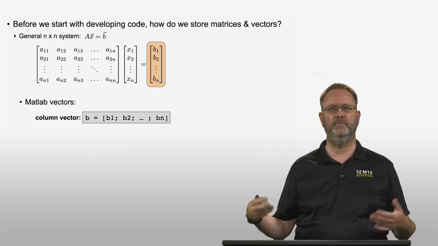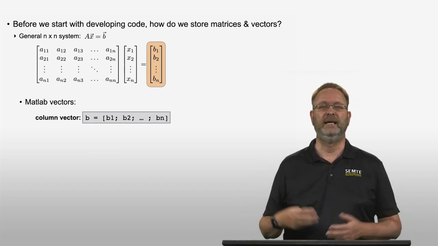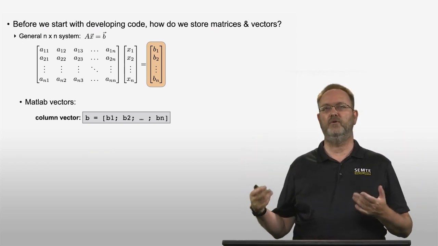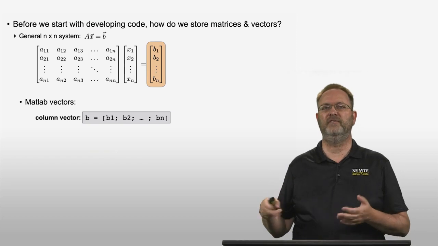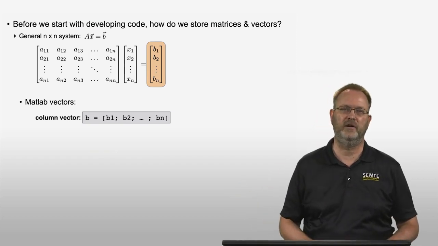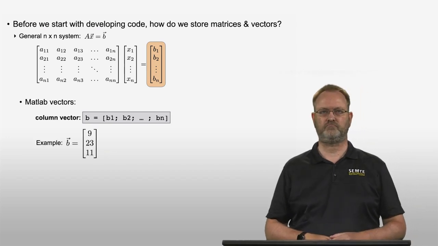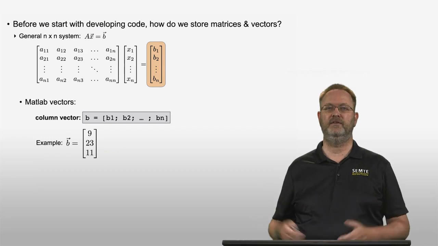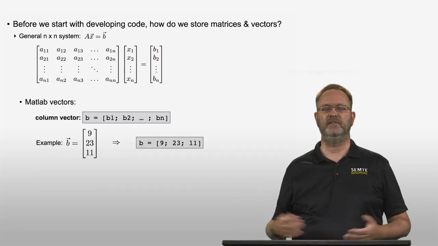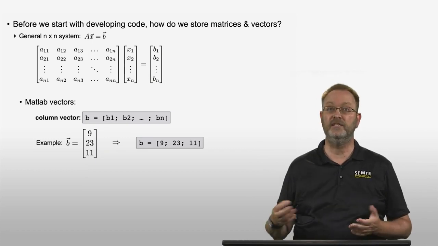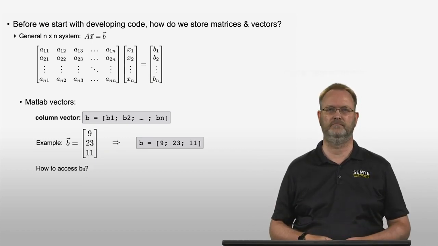So our vector b1, b2 all the way through bn would have square brackets outside, then the value of b1, semicolon, the numerical value of b2, semicolon, and so on, all the way to the last numerical value bn. As an example, if the vector were 9, 23, 11, we would write this in MATLAB as b equal to square brackets 9 semicolon 23 semicolon 11. We'll skip the last semicolon.